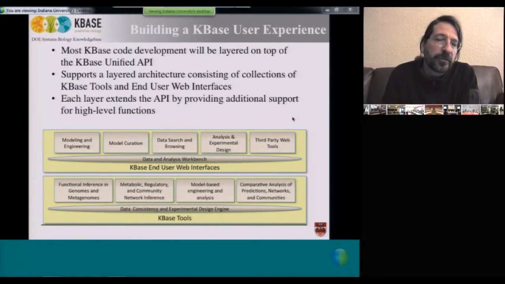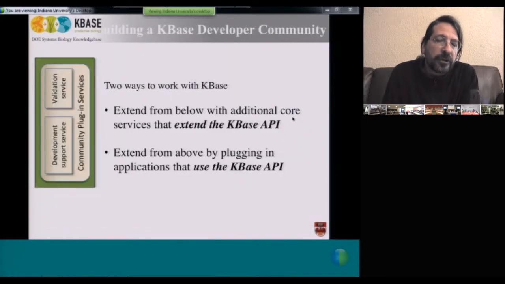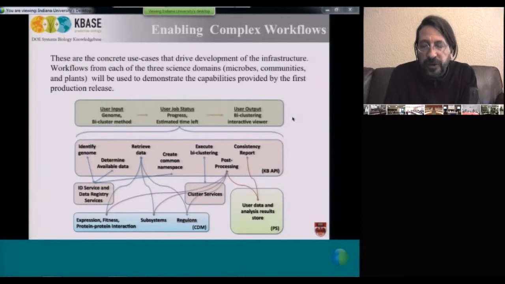Next slide, please. This is the plugin. There are two ways to essentially add your stuff into KBase. One is to write plugins that use the API, and the other is to contribute to our services which extend the API. Next slide. And this next one we can just skip over. This is just how we use it to enable workflows.